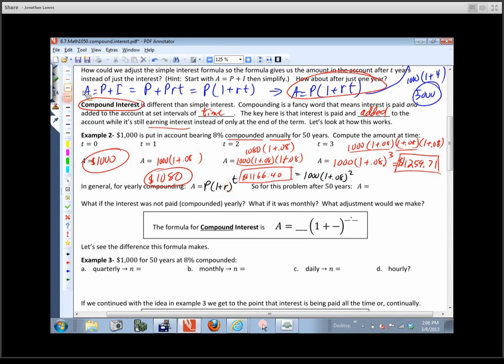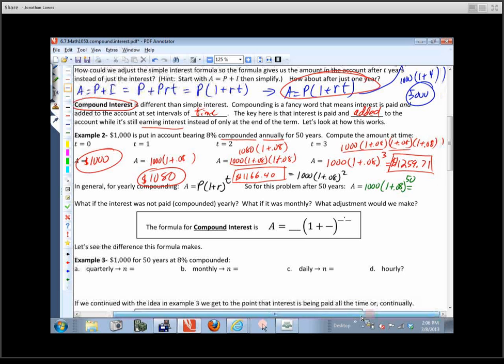So after 50 years, now all they're doing is paying, it looks like, about $80 a year, maybe a little bit more than that. Let's see what happens after 50 years. So this would be 1,000 and then 1 plus 0.08, and I'm going to raise that to the 50th. So if you type that into your calculator, what do you get?